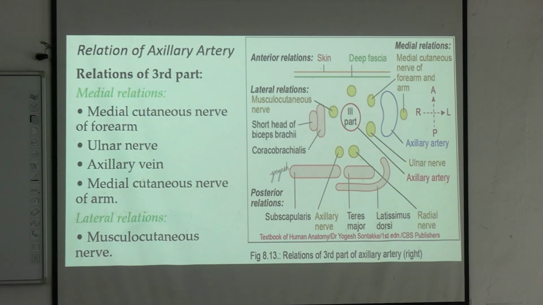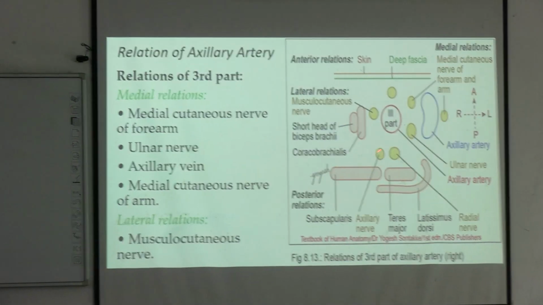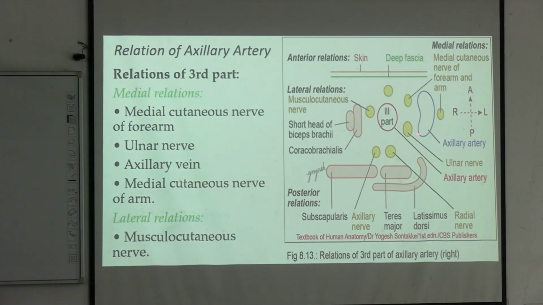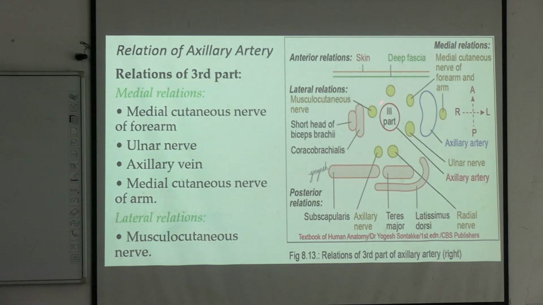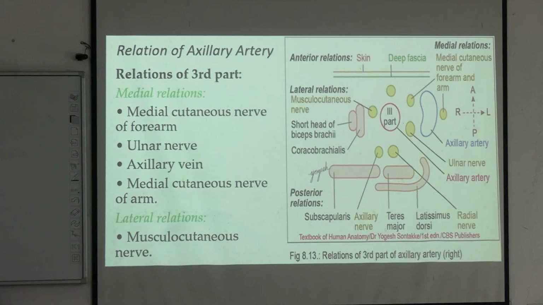Okay, you can see here also. In between the artery and vein at the superficial plane is lying this medial cutaneous nerve of forearm. And in between the artery and vein at a deeper plane lies this ulnar nerve. Okay, and posterior to the artery lies this radial nerve. Anterior to the artery, here lies the median nerve, and lateral to the artery will be the musculocutaneous nerve. And medial to the vein lies the medial cutaneous nerve of the arm. Okay. So here also the relations are clear.